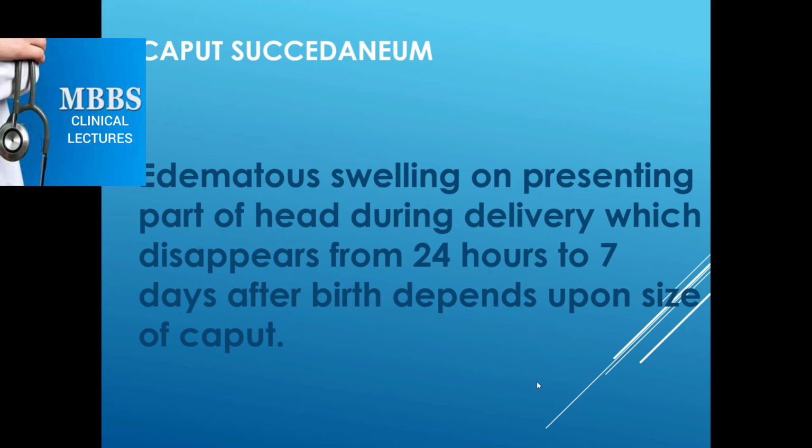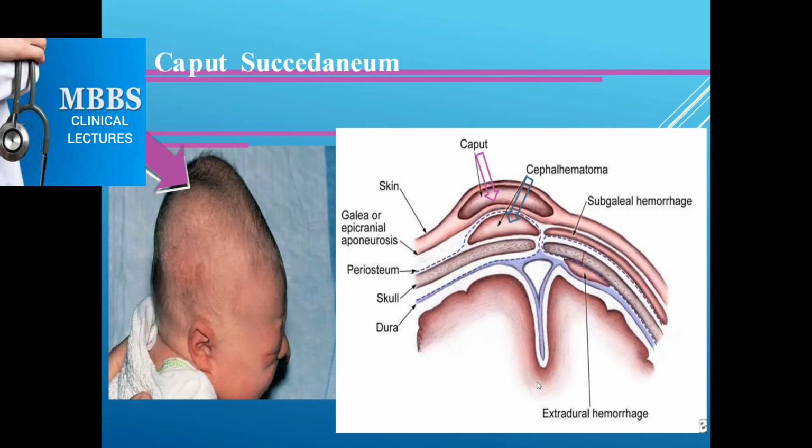Caput succedaneum is an edematous swelling on the presenting part of the head during delivery, which disappears from 24 hours to 7 days after birth, depending upon its size. It is due to the process of birth, while the head is compressed in the tight birth canal, and mostly it is a prominent feature of first delivery, first and second delivery, never present in multipara. This is a caput succedaneum.